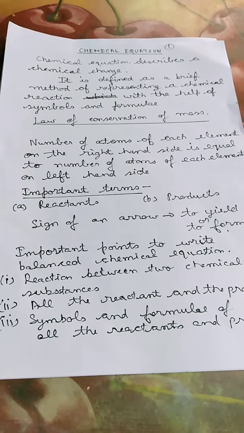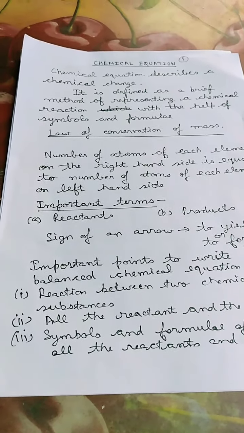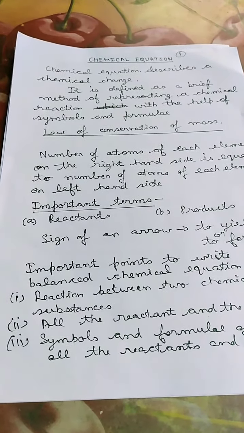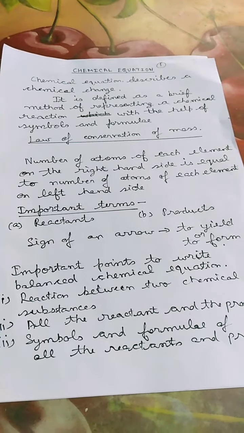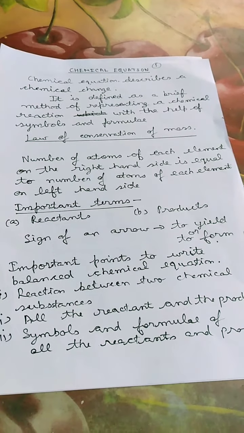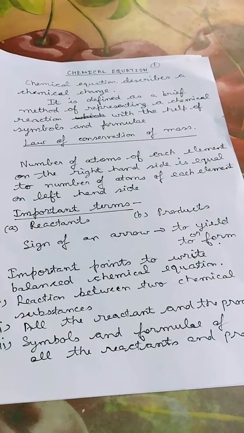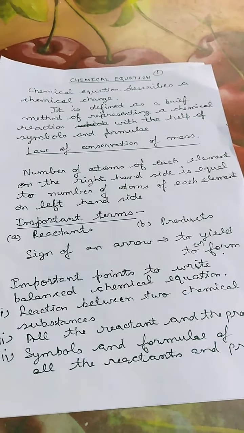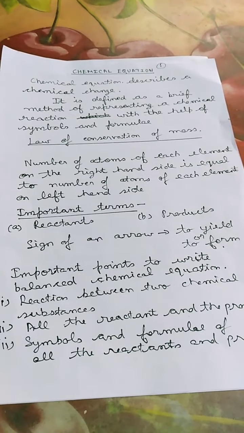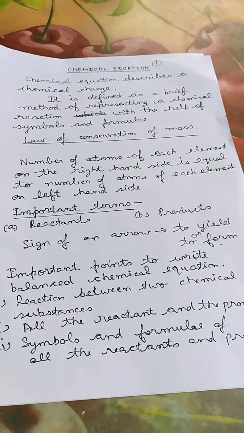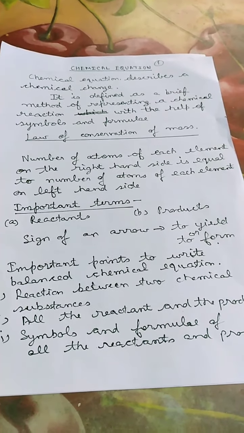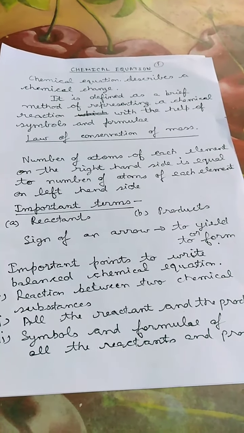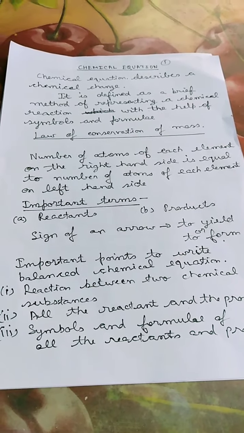Some important terms regarding a chemical reaction or a chemical equation are: first is reactants and another one is product. Another important term, or we can say the thing, is the sign of an arrow, that is the forward arrow, which means to yield or to form. That means which reactants are reacting together to form the products.